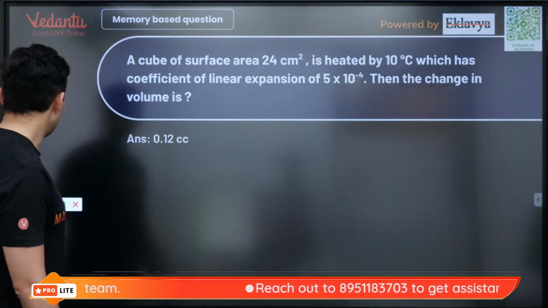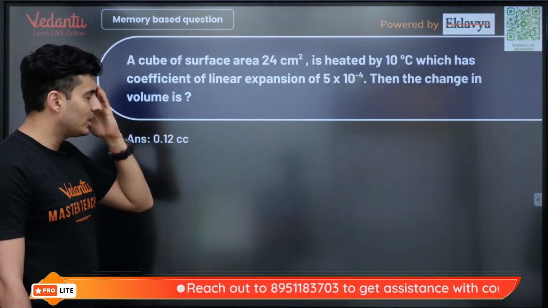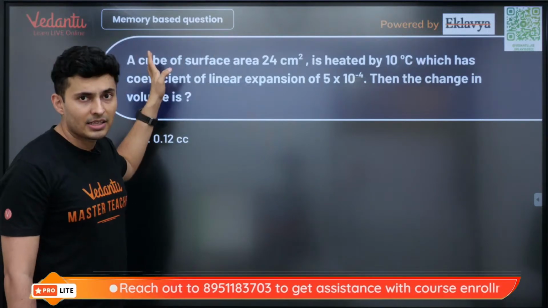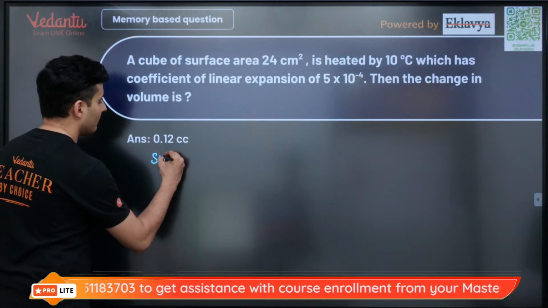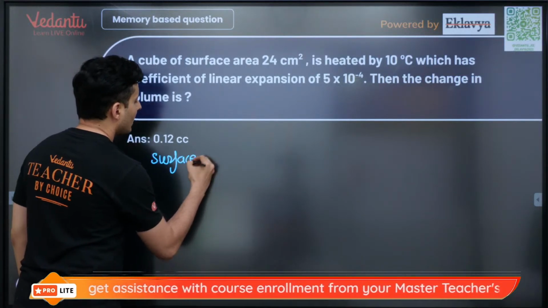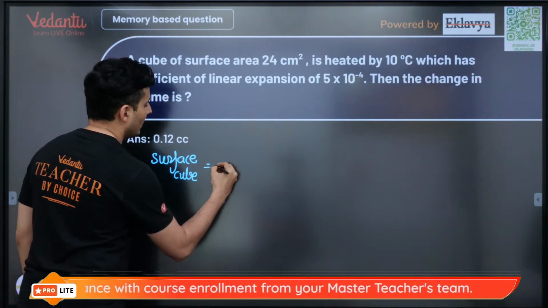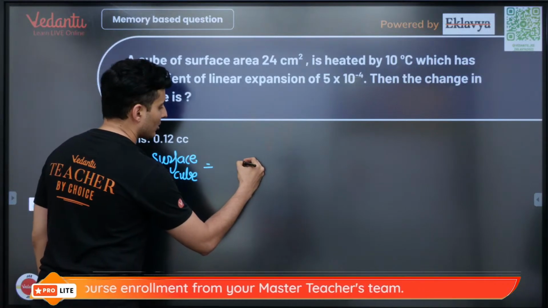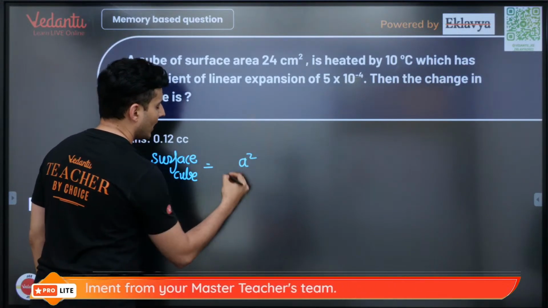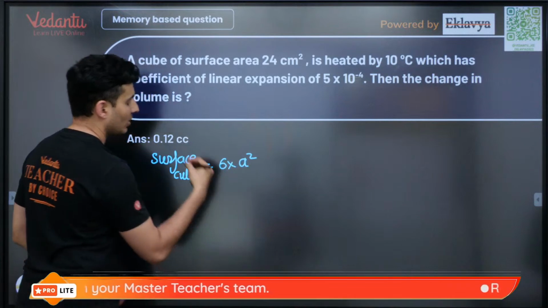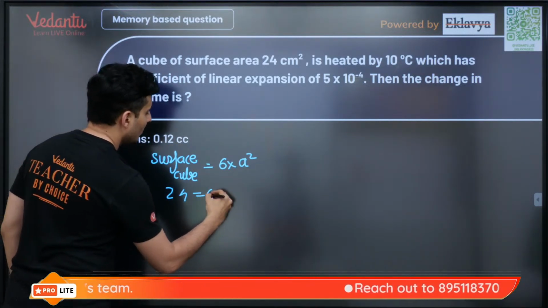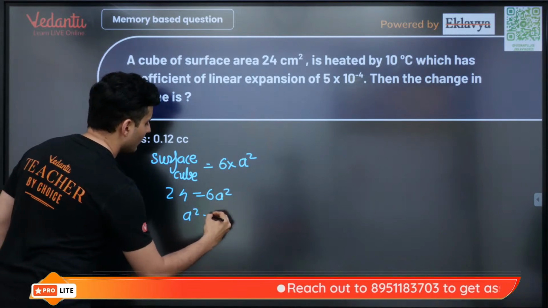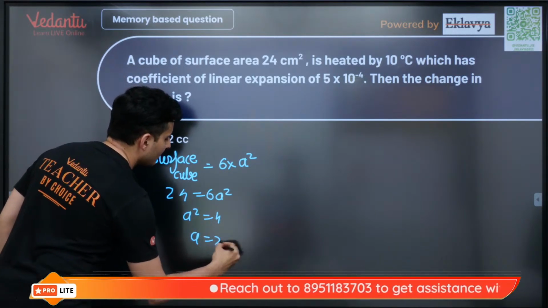Now, it's a very interesting question because volume expansion is asked, but area is given. So first of all, from area, find the side length. Remember, the surface area of a cube is nothing but a side square. Let's say the side is A, so A square, but there will be 6 times because there are 6 such sides. So 24 is equal to 6A square, therefore A square is equal to 4, therefore A is equal to 2.